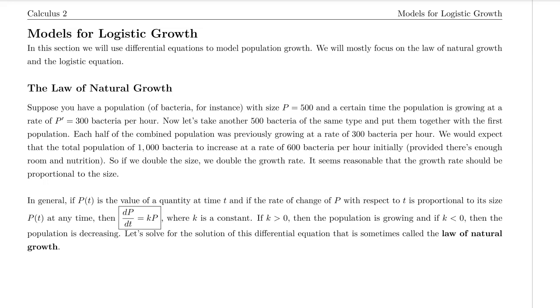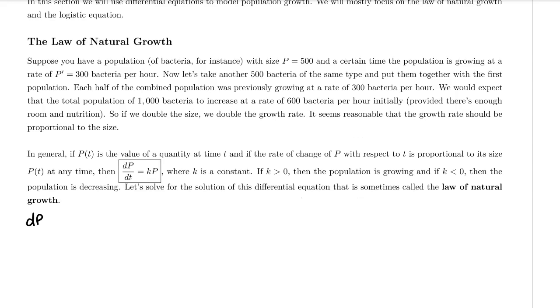Let's solve for the solution of this differential equation that is sometimes called the law of natural growth. So we have dP/dt equals k times P, and we're going to solve this using separable differential equations. So I'm going to move the P to the left-hand side. So I have 1 over P dP, and then on the right-hand side I have equals k times dt.